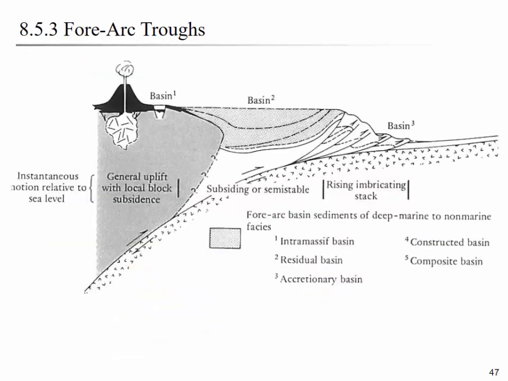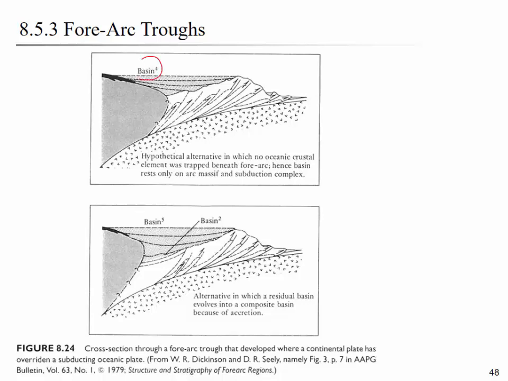So then for the fore arc trough, you have an arc here, and you can have several types of basin. First, this one is the intramassive basin, this one is the residual basin, and this is accretionary. And fourth is the constructive basin, and the composite basin is in the next slide. And this one, and five here, right?